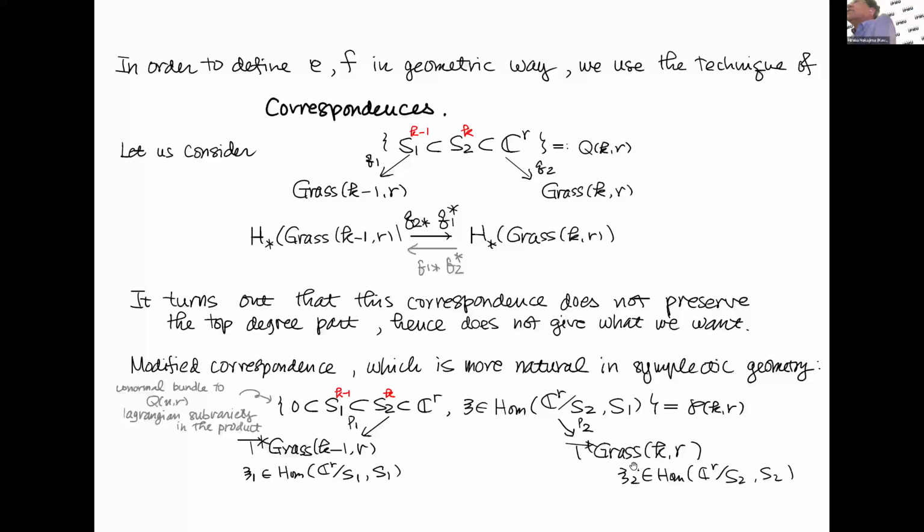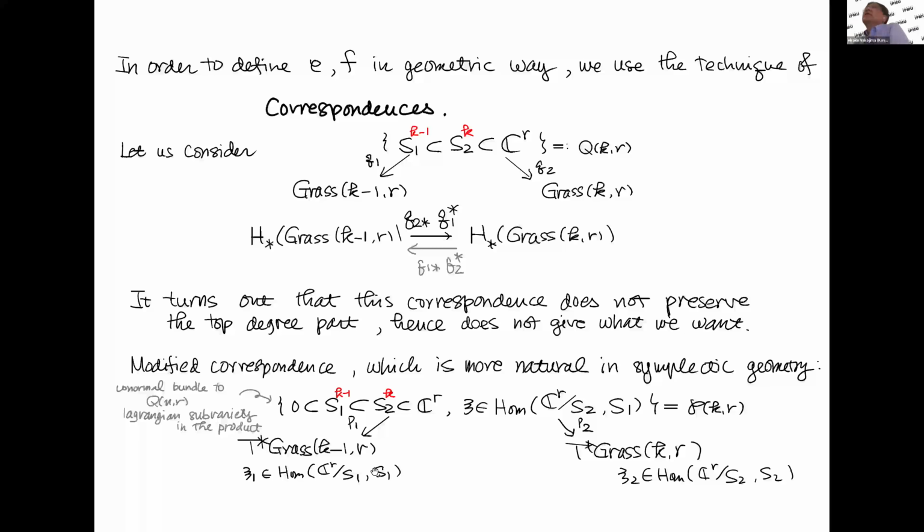So if we have an element in this homomorphism space, I get an element here by composing with the inclusion S1 to S2. So then you have a natural map from this intermediate space to the cotangent bundle of the Grassmannian. And similarly, because S2 is a larger space, if you have an element here, I can compose with the natural homomorphism from C^R divided by S1 to C^R divided by S2. Then I get a homomorphism from C^R divided by S1 to S1. So this is the cotangent direction for the first Grassmannian.